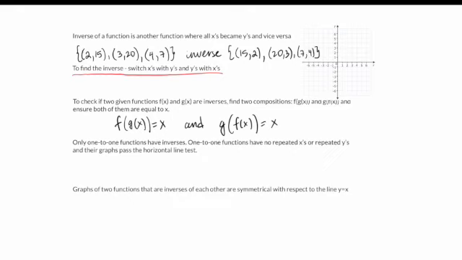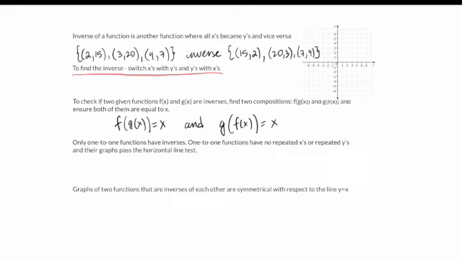Only functions that are one-to-one have inverses. The functions are one-to-one if they have no repeated x's or repeated y's. Their graphs will pass the horizontal line test. Let's look at the function I have on the top, where my x's are 2, 3, and 4, and my y's are 15, 20, and 7. As you notice, I have no repeated x's, they're all different, and I have no repeated y's. This is why the function on top is one-to-one, and that's why I was able to give it the inverse.